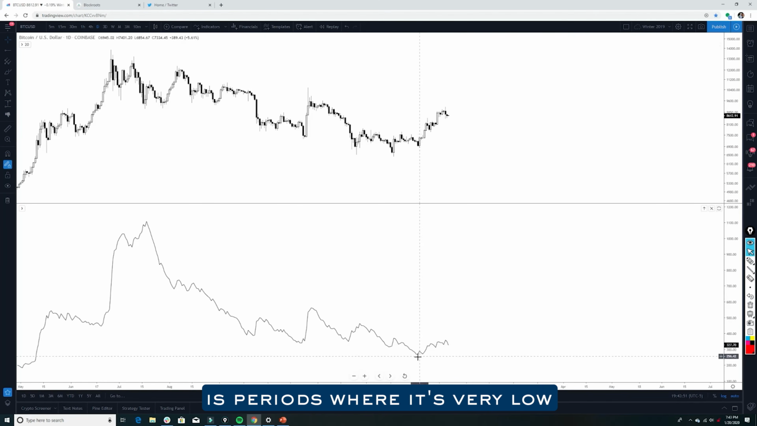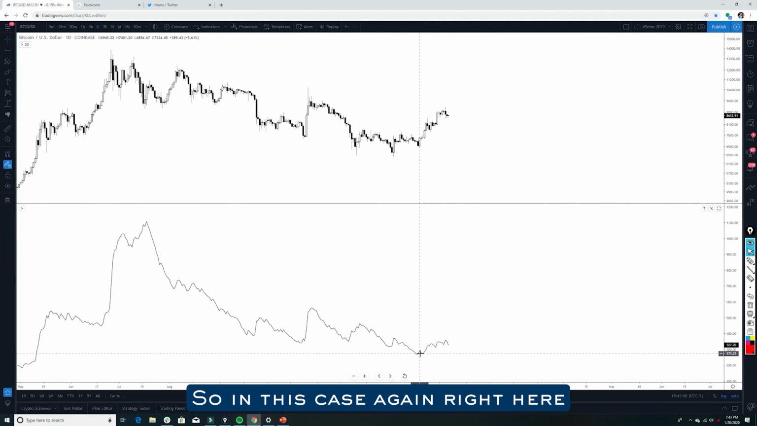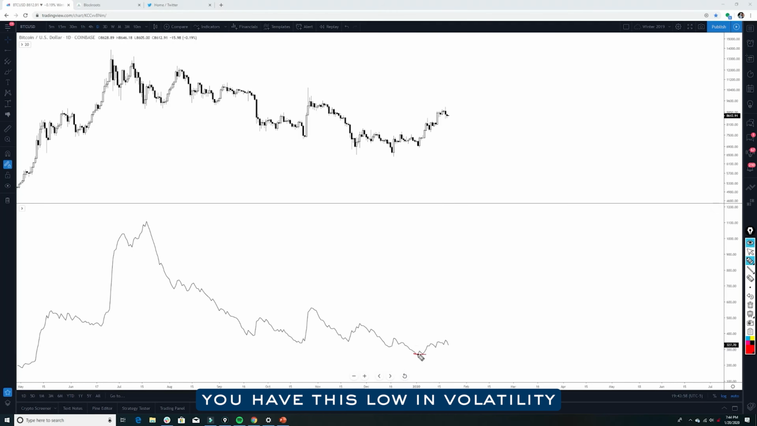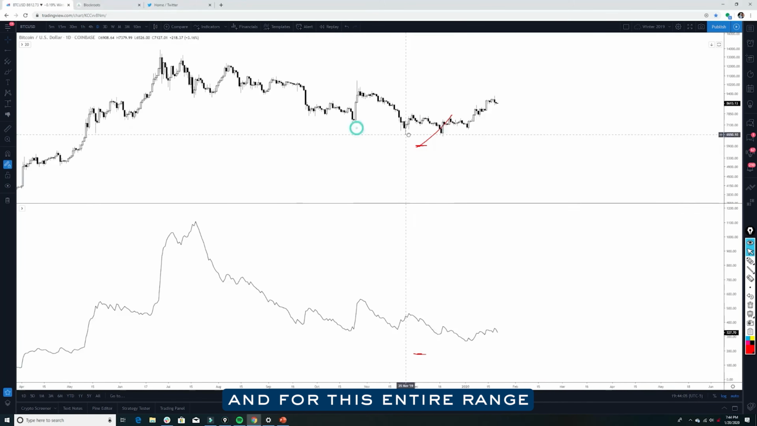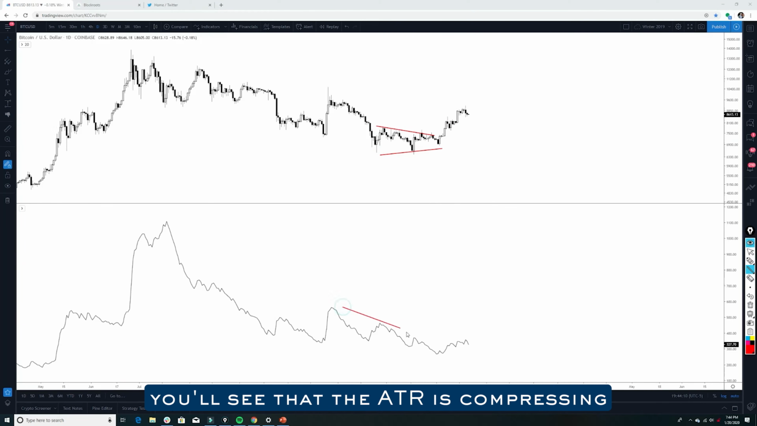But what you're looking at is periods where it's very low and it leads to an expansion. So in this case, again, right here, we have this low in volatility, and again, that's right over here before we have this expansion upward. And for this entire range right here, you'll see that the ATR was compressing.